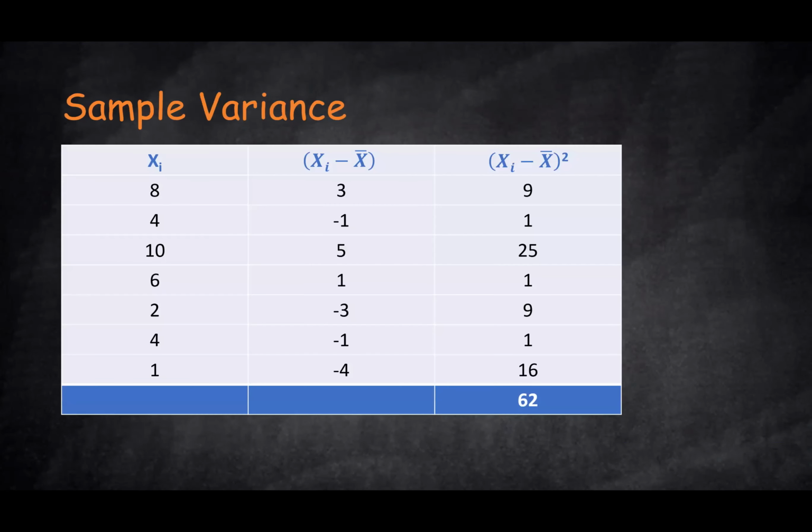Let's see an example. Here is a set of data of 7 observations. I have calculated the deviations, but then I square them. I total all the squared deviations to 62. If we assume this is a sample variance calculation, so the data set is a sample, we divide 62 by n minus 1, which is 7 minus 1. The result is 10.33. So this is the variance of our sample set of data.